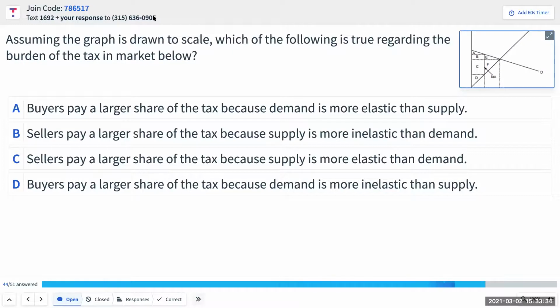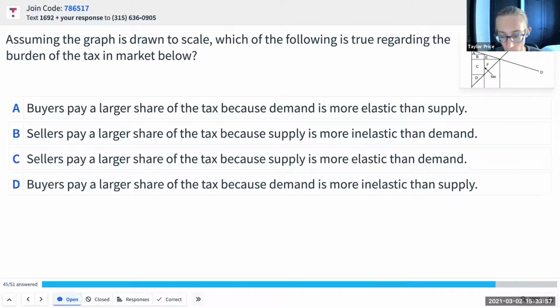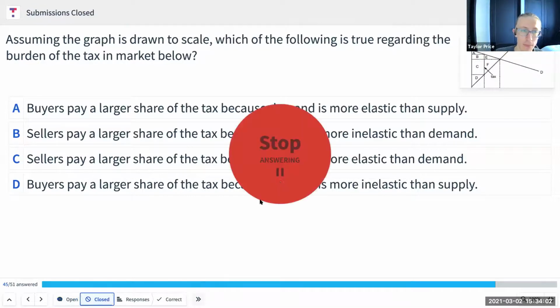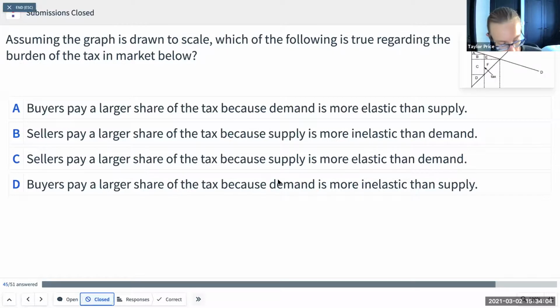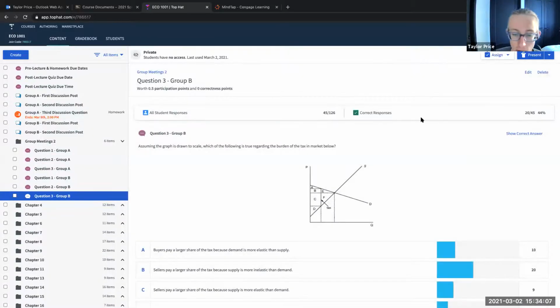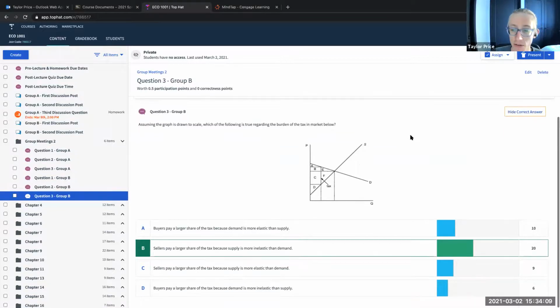Professor, my computer is not letting me answer the question. If you can send me an email, I will give you credit for this. Okay, thank you. Okay, now I'm going to close the question. Okay, awesome, cool.